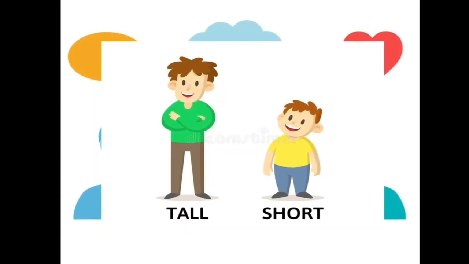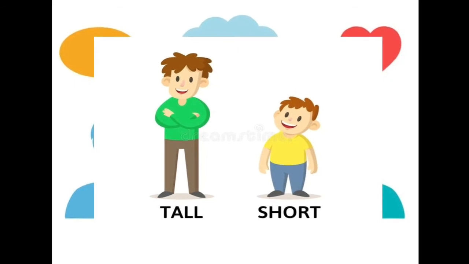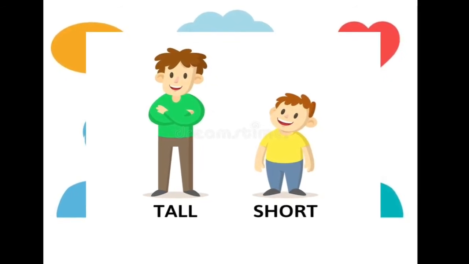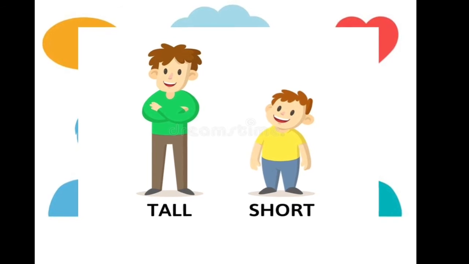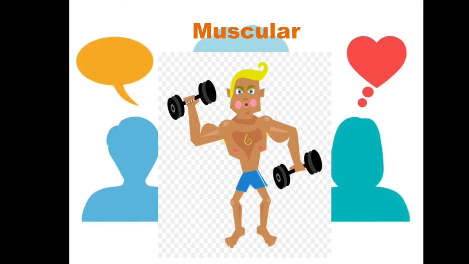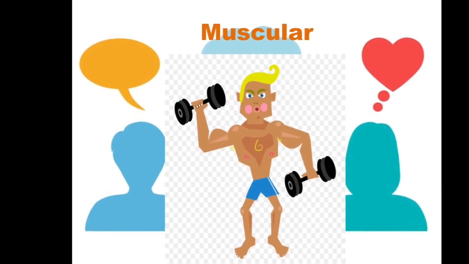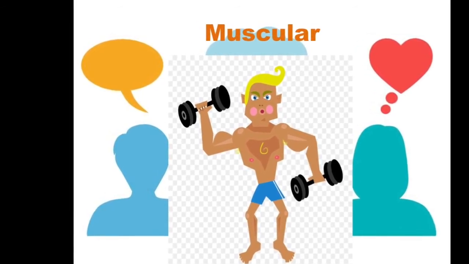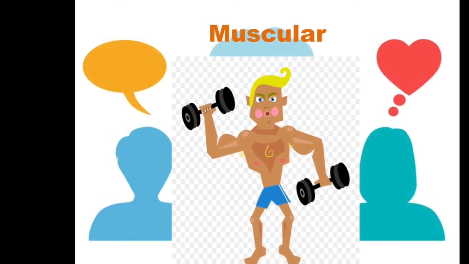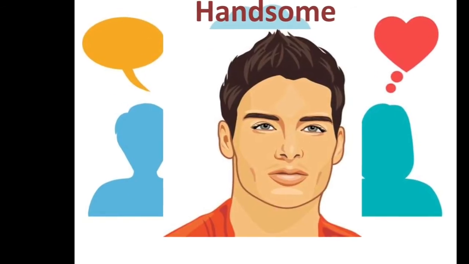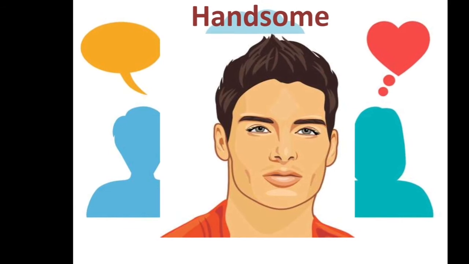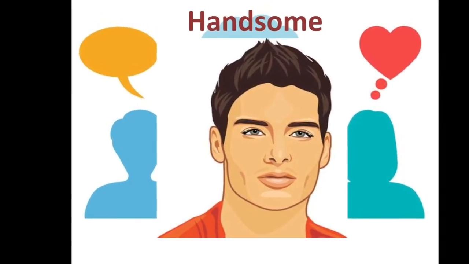Next is tall and short. Again, tall and short. Next is muscular. Again, muscular. Next is handsome. Everybody say handsome. Very good.